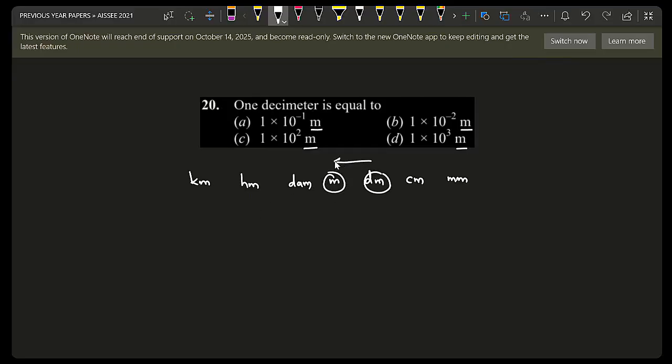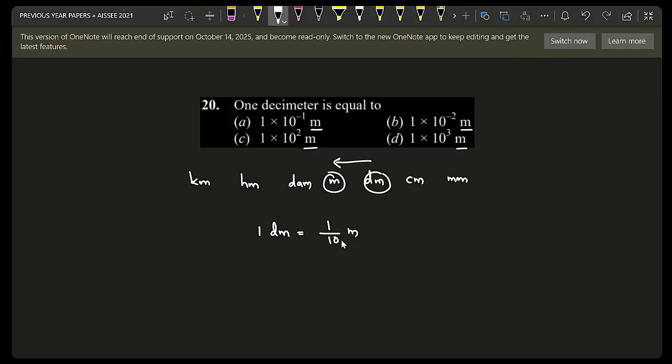Decimeter to meter, we are moving one step left. One step left means we have to divide by 10. Why 10 only? Because 10 has one 0. Suppose you are moving 2 steps left, you have to divide by 100. But if you are moving right, you have to multiply. In this question, we are moving one step left. That means 1 decimeter is equal to 1 divided by 10, then it will be converted into meter.